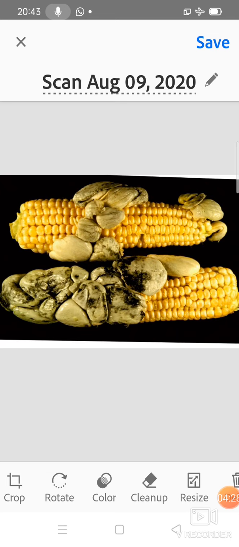These smuts are of two types, covered smut and loose smut. If these smut spores are covered by a thin membrane, then it is called covered smut. It is seen in the case of barley. And if these are free as seen here, it is called loose smut.